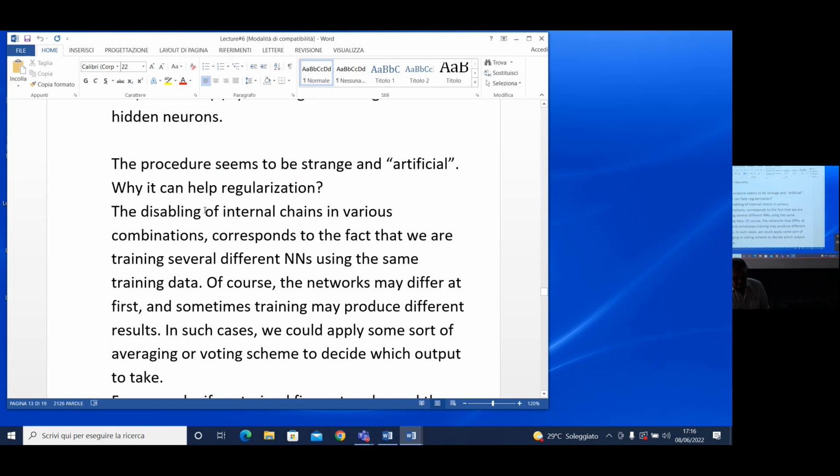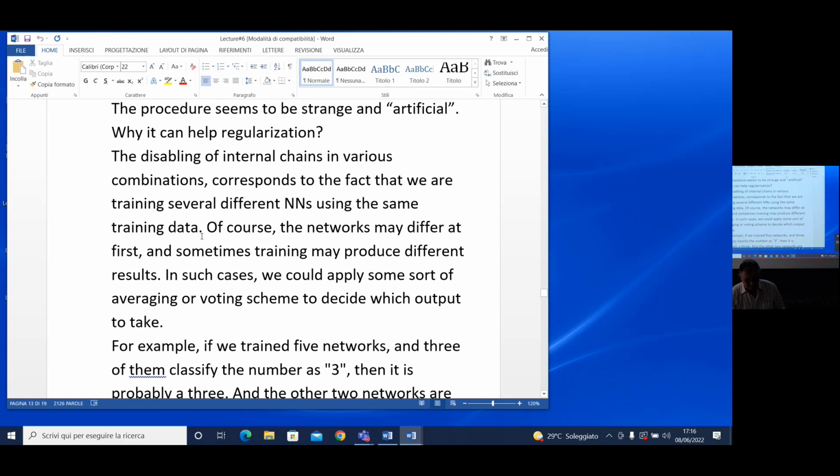This procedure seems strange and artificial. Why can it help regularization? Disabling internal connections in various combinations corresponds to training several different neural networks using the same training data. So, as in bagging, we split into several neural nets, and then make some average of the behavior of these several neural nets, which are subnets of our complete net.